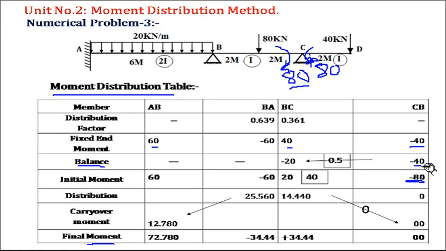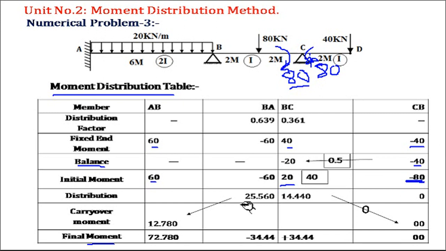When you apply the balance, half of the moment will be transferred to the far end. For CB, the far end is BC, so minus 40 divided by 2 is minus 20. Next we find the initial moments, which are nothing but fixed moment plus balance. So 60 plus 0, 60 for AB. For BA, minus 60 plus 0, minus 60. For BC, it is 40 minus 20, so the value is 20. And for CB, it is minus 40 minus 40, the value is minus 80.